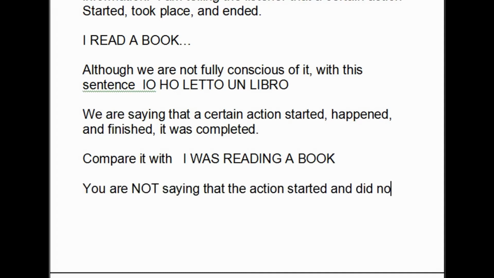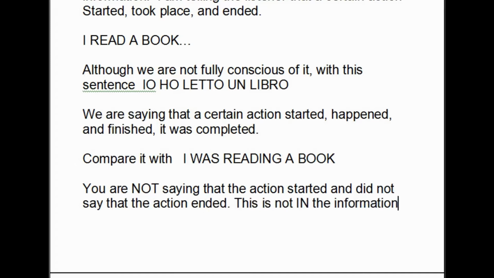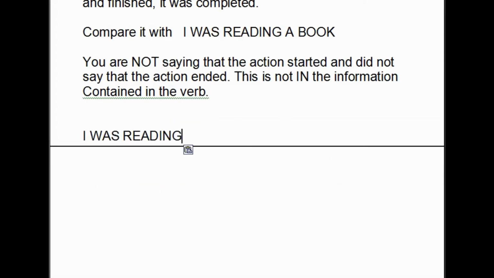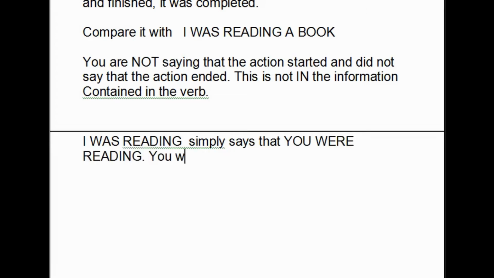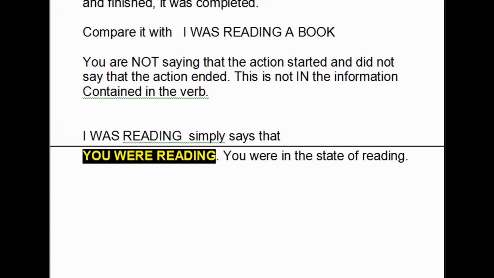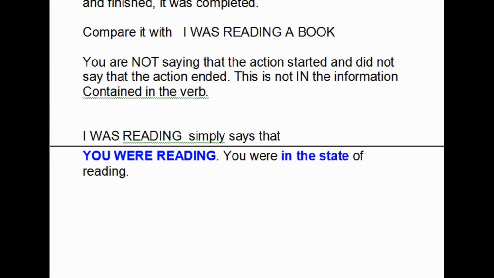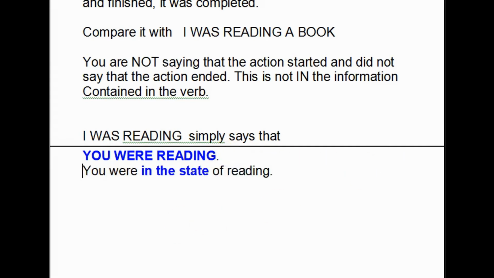Let's compare it with I was reading a book. You're not saying that the action started and ended. This is not in the information contained in the verb. I was reading simply says that you were reading the book. You were in the state of reading the book. It's not a completed action.